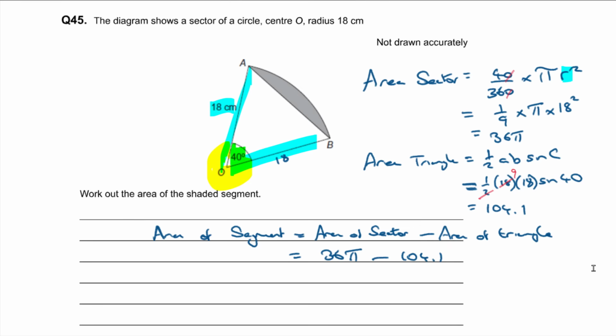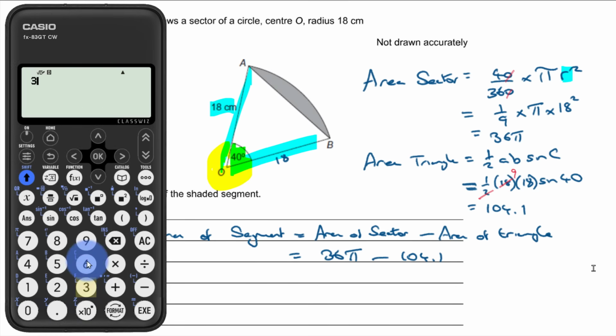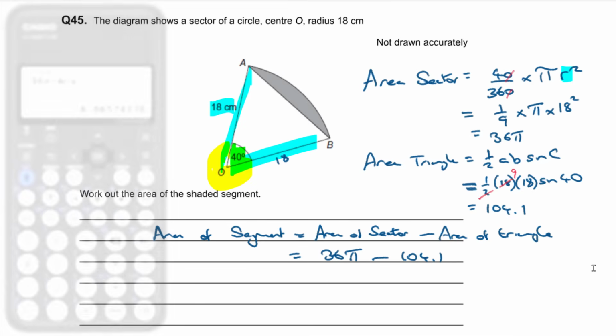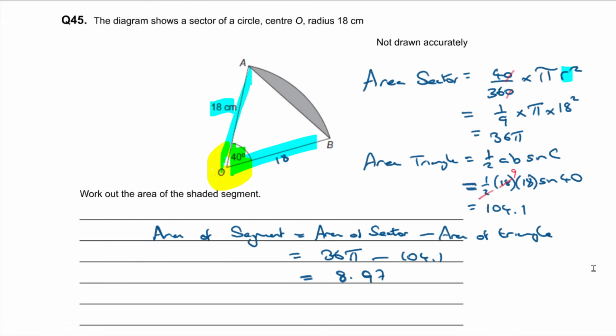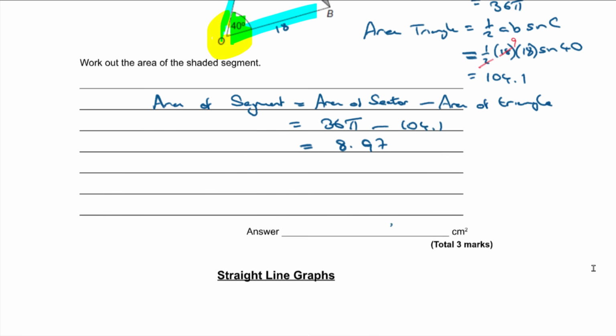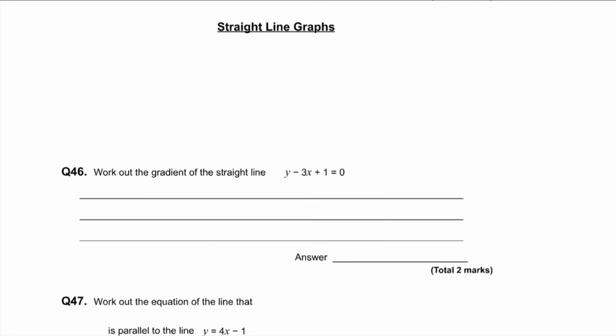Okay, now 104.1, I've still got the exact value on my calculator, and 36 pi, because I left it in terms of pi, is also an exact value, so I'm going to get a super accurate answer, aren't I? If you round it off, you always move away from the true answer. So I'm going to do 36 pi minus answer, and that comes out to be 8.965. I'm going to round up to 8.97. So that is equal to 8.97, and that's going to be my final answer then. It's going to be 8.97 square centimeters.